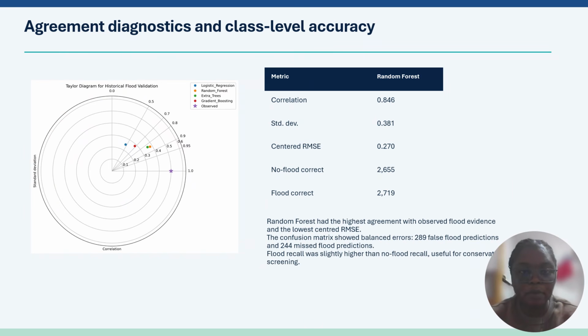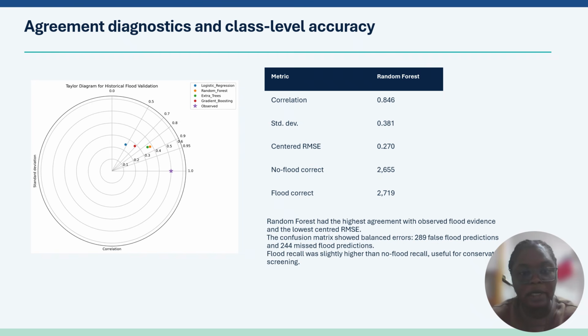We didn't just stop at the strength of the random forest. We assessed the model reliability by examining diagnostic and confusion matrix results. We could see that random forest achieved a correlation coefficient of 0.846 and the lowest centered root mean squared difference, indicating strong agreement with observed flood evidence.